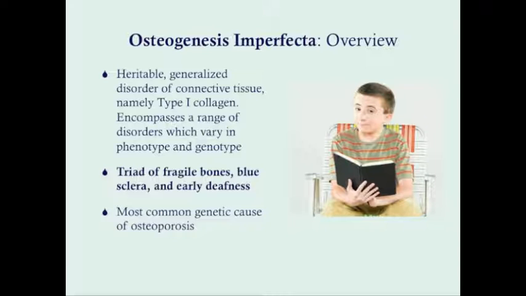The classic triad of osteogenesis imperfecta, and primarily here we're talking about type 1 osteogenesis imperfecta, is the triad of fragile bones, blue sclera, and early deafness. Now, to what extent you're going to see this is going to vary, but in type 1, the classic osteogenesis imperfecta, the kind that the USMLE is probably going to ask you about, you're going to see these three things. This is the most common genetic cause of osteoporosis.